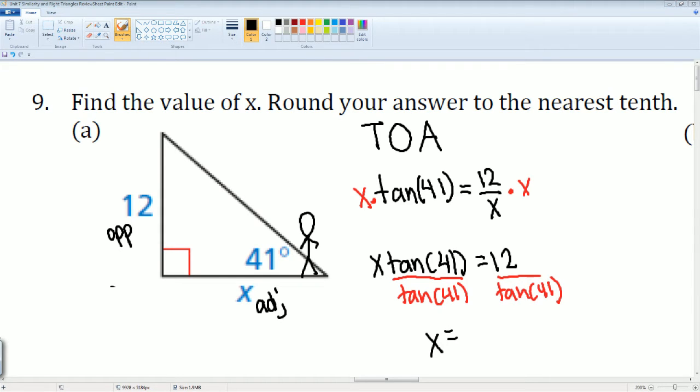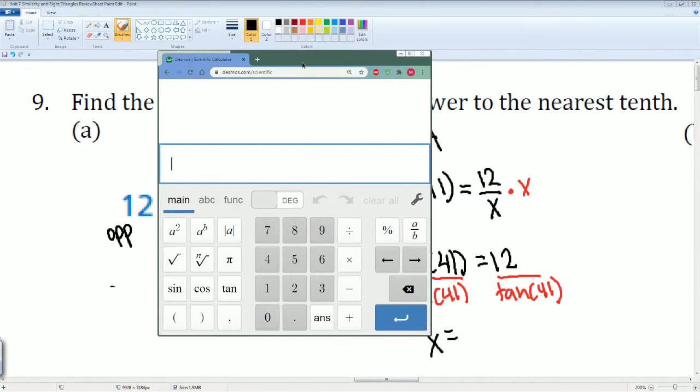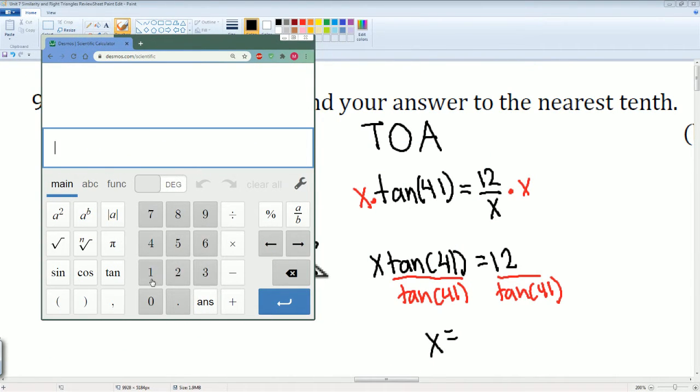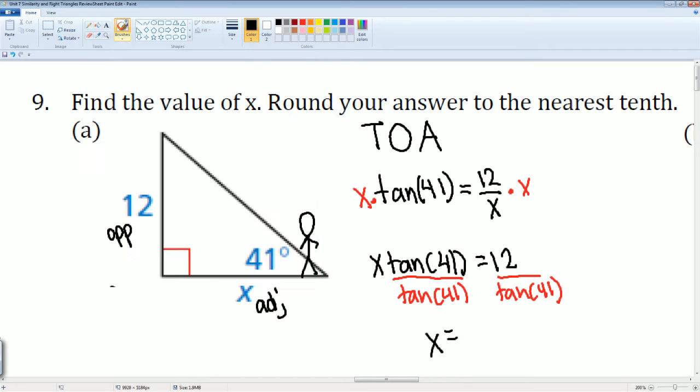This is when I have to pull up Desmos. And I type into Desmos 12 divided by tan 41. The answer is 13.8 roughly, so I can write approximately 13.8. There you go.